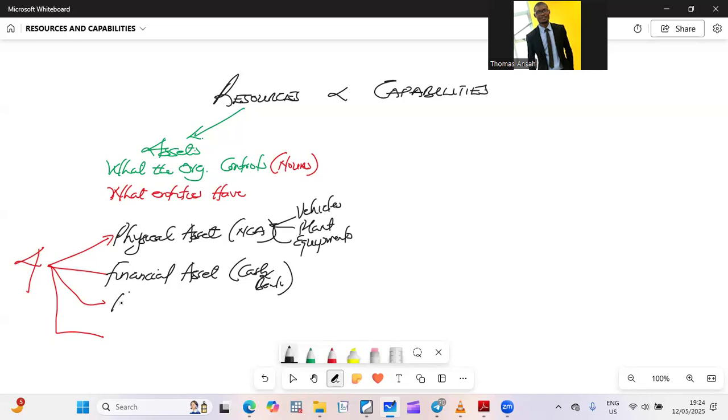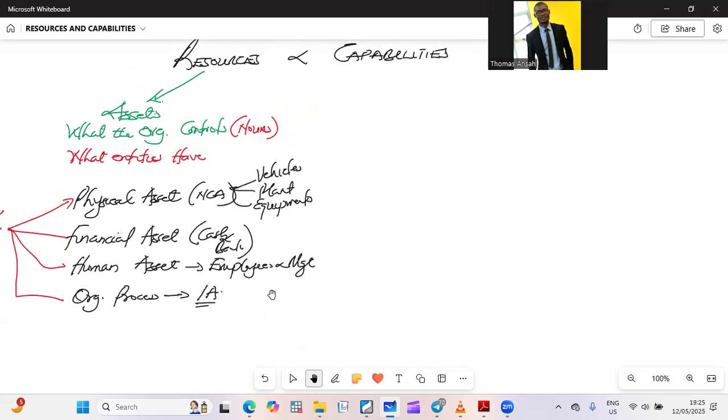Then we also have the human asset. Here we are looking at the employees and the managers. So please, when you are analyzing the case, you must open your eyes to all these things. Then the last one is the organizational processes, which is majorly the intangible asset. All right, the I is intangible asset. These are the assets that an entity has. So the goodwill, the brand, and everything. That is what they have. All the IAs that you know, the trademarks, all those ones that you know of.